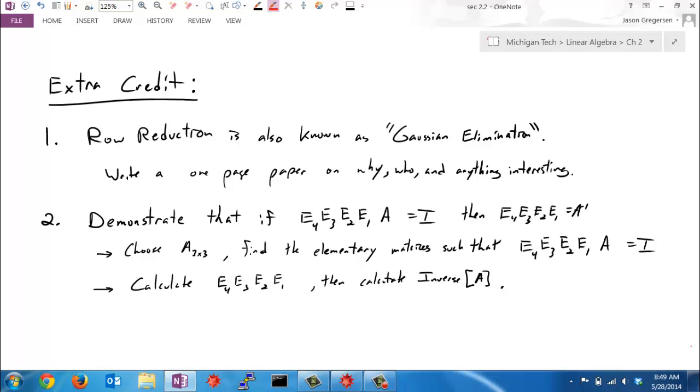And then I want you to calculate the inverse of A with Mathematica, and you'll get a matrix. And obviously this should be the same as this. So you're just verifying that that process is true in Mathematica. I'll post those two later today.